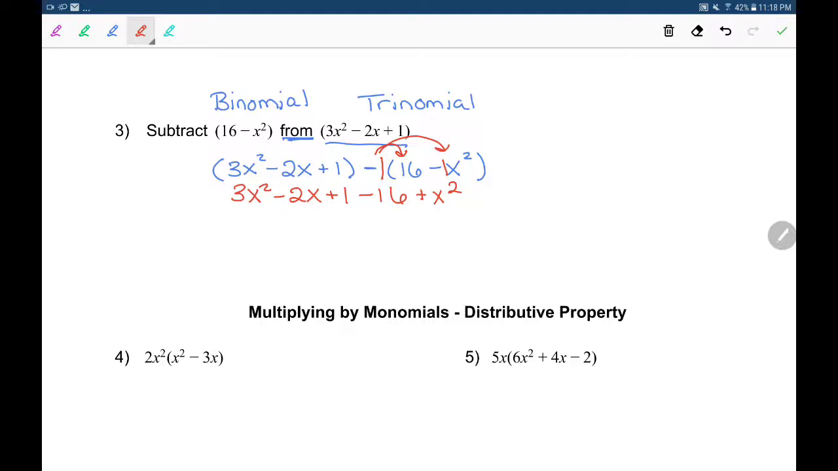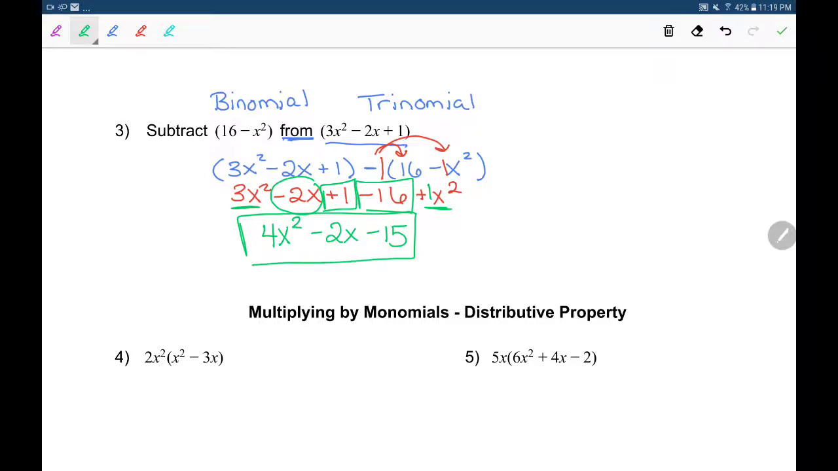I can go ahead and start combining. So I'm going to start with this one. I have my 3x squared. I have this x squared or 1x squared over here. 3 plus 1 is 4. 4x squared. I have this -2x. Oh, there's nothing else to combine with it, so that comes down. Last but not least, I have 1 minus 16. So 1 minus 16 leaves me with a -15. So once again, everything is written out. There's no more like terms, so that's my final answer.